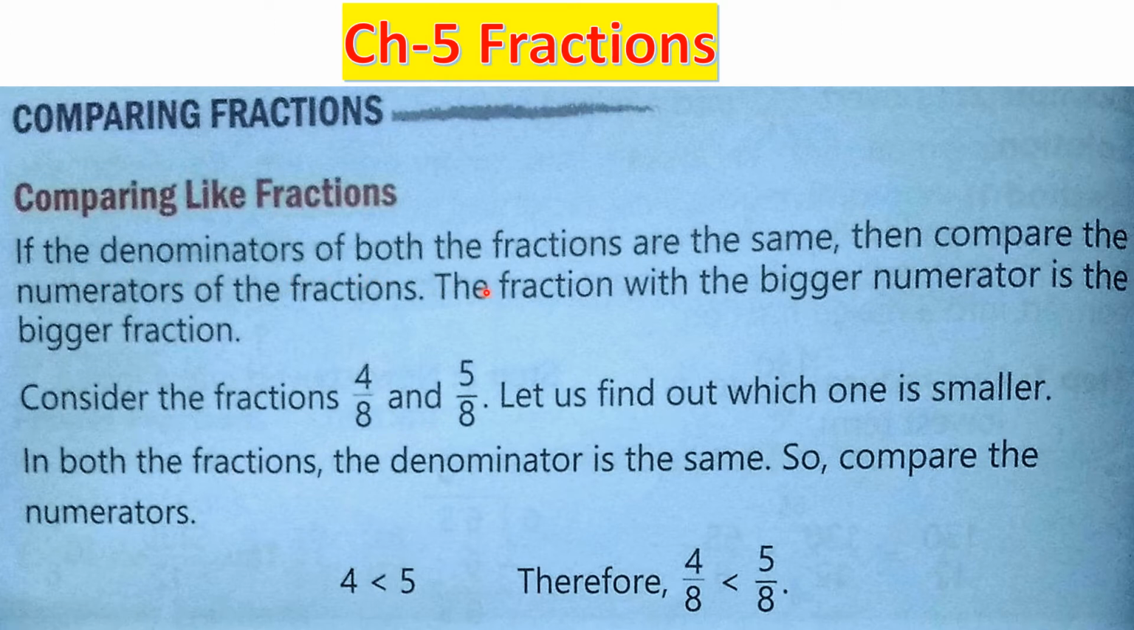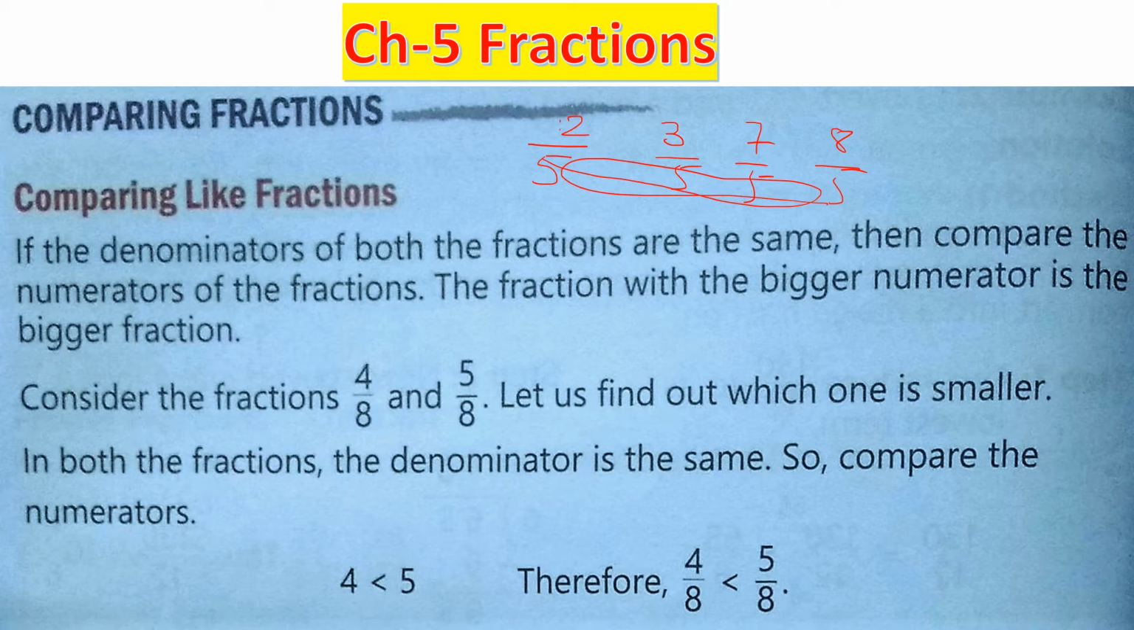If the denominators of both the fractions are the same, then compare the numerators, and the fraction with the bigger numerator is the bigger fraction. And what do we mean by like fractions? Like fractions means the fractions where denominators are the same. Suppose 3 by 5, 7 by 5, 8 by 5. All these are like fractions where denominators are the same. That type of fraction is known as like fractions.